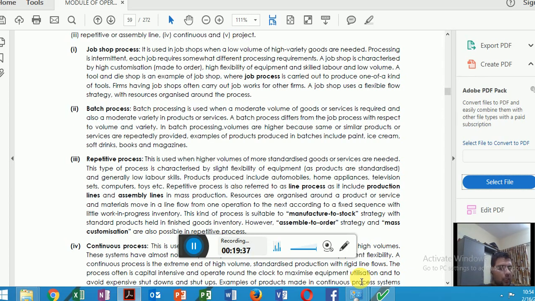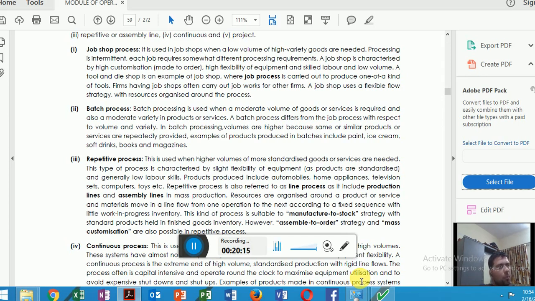You can say this is similar to the batch process which I have explained earlier, but the basic difference here is that the quantity in the batch process is less, but the quantity in the repetitive process is more as compared to the batch processes. This is the first and the fundamental difference. I will repeat once again, the quantities in the batch processes are less if we compare them with the quantities in the repetitive processes. You can take an example of television sets or laptops.